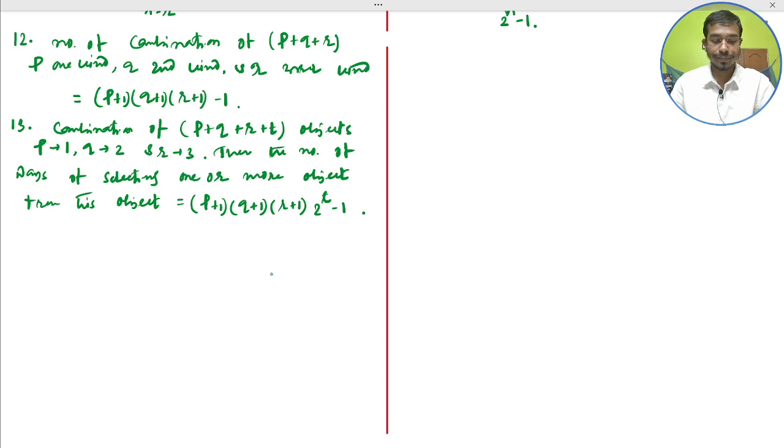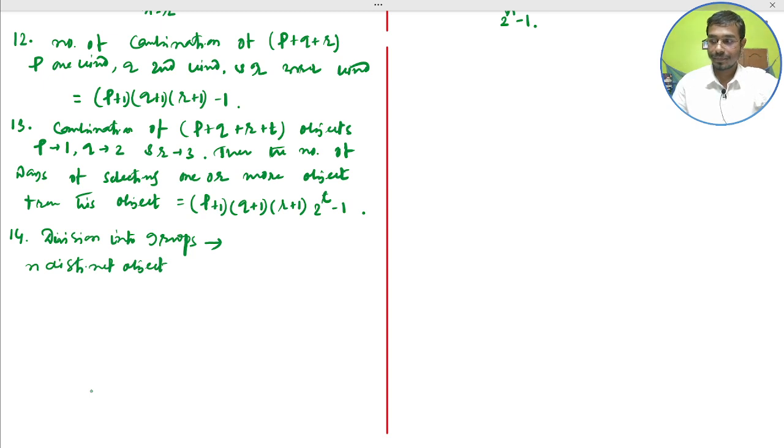Next, division into groups. The number of ways in which n distinct objects can be split into 3 groups containing respectively r, s, t objects. Okay, n distinct objects and 3 groups, meaning r, s and t. And the condition is r plus s plus t equal to n.